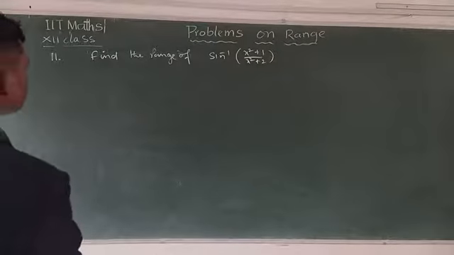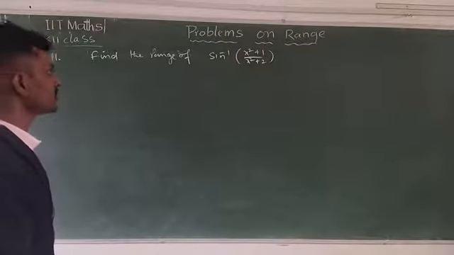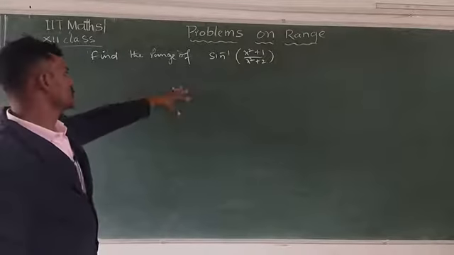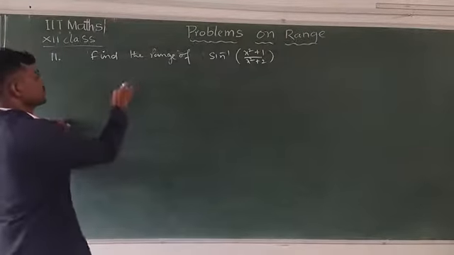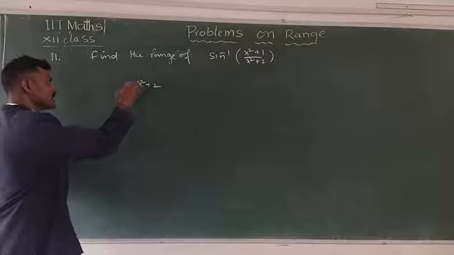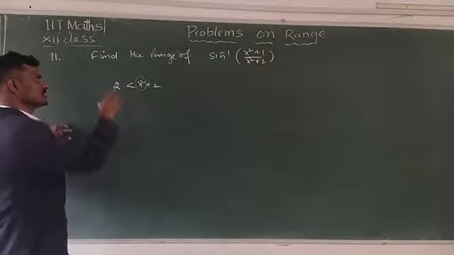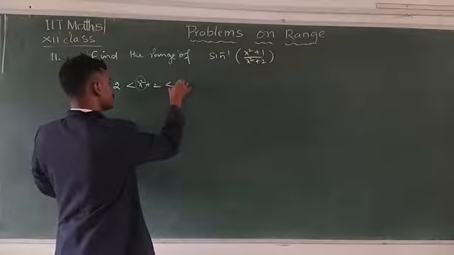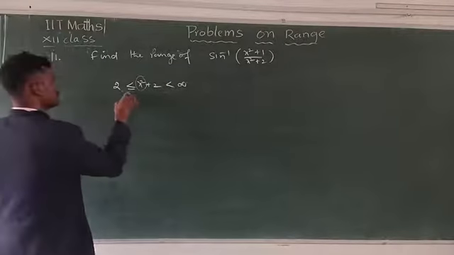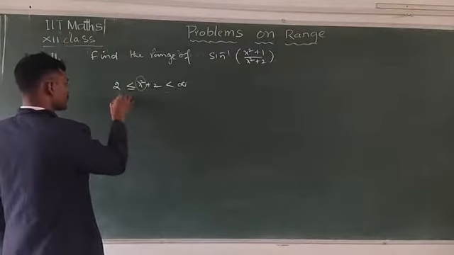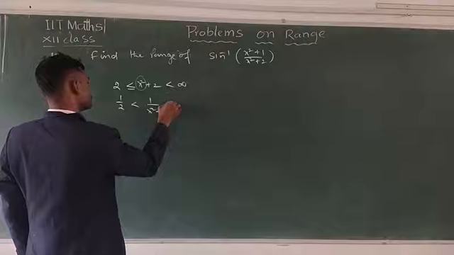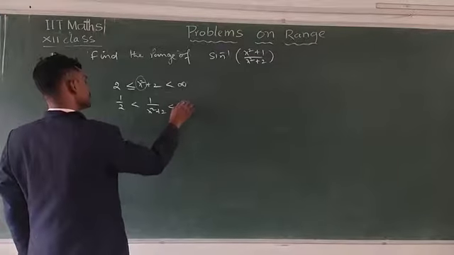Next, 11th problem: find the range of sin inverse of (x square plus 1) by (x square plus 2). Okay, this problem is without multiple choice, without options, I will explain. See here, take the denominator x square plus 2. Suppose x square becomes 0, then it is equal to 2 or greater than 2. Now I will write the reciprocal: 0 is less than 1 by x square plus 2, which is less than or equal to 1 by 2. 1 by infinity means this is 0.